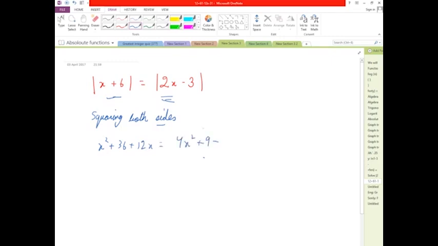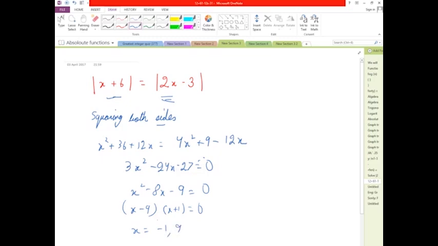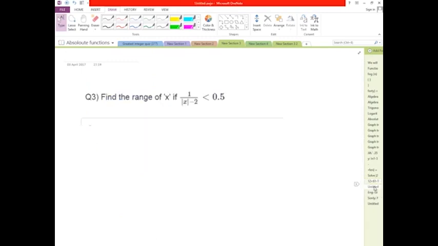4x square plus 9 minus 12x, and then you can just solve that. 3x square minus 24x minus 27 equal to 0, and x square minus 8x minus 9 equal to 0, and this will be x minus 9 and x plus 1, and so you get the values x equal to minus 1 and 9. So you can solve very quickly this way. So just ensure you know where you can do this and where you cannot. You cannot do it always. So just bear that in mind.